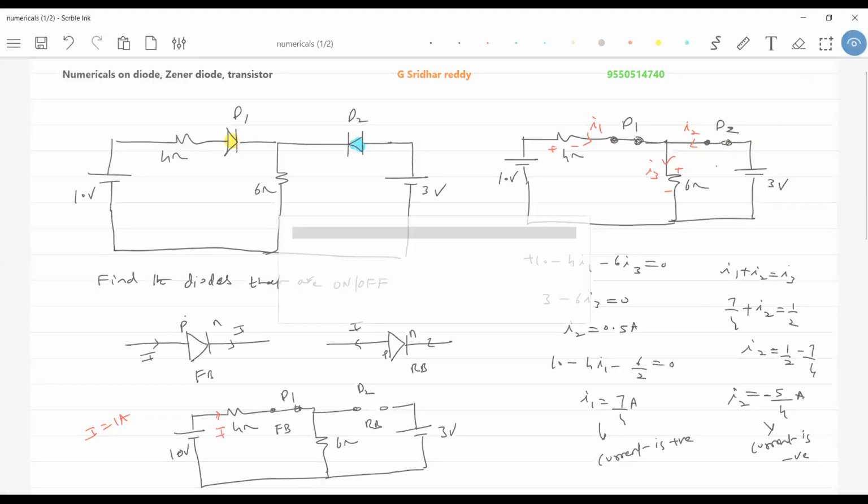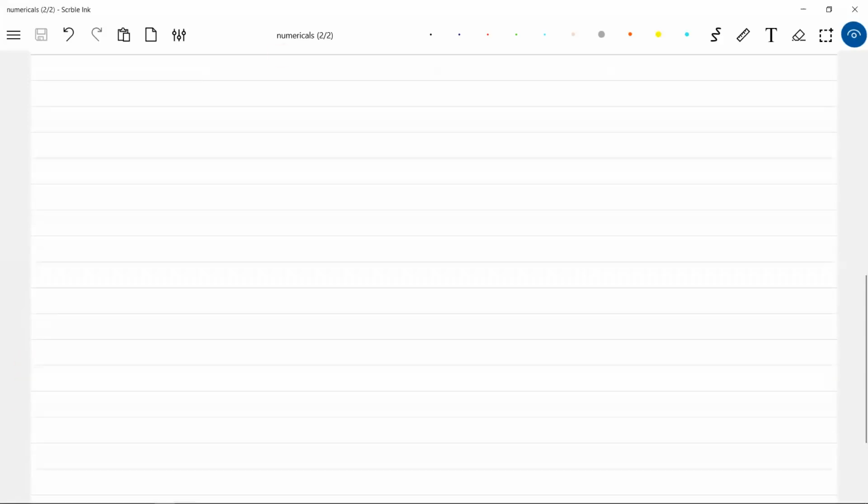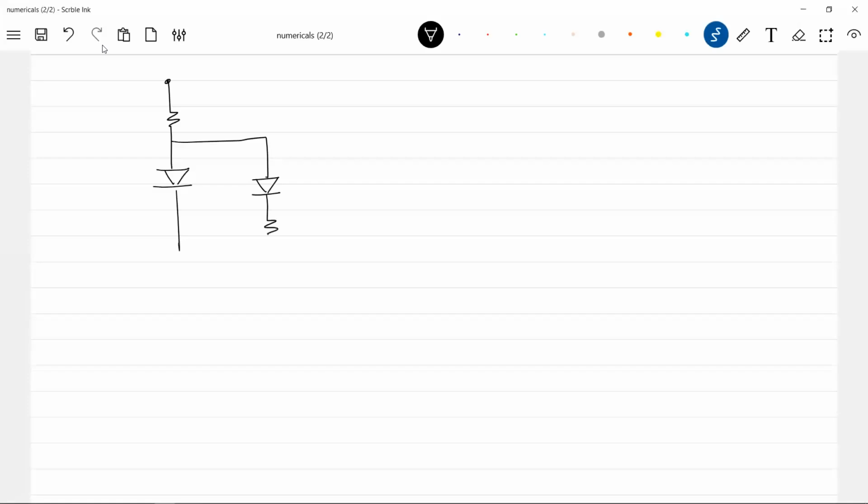I'll take the next condition. Minus 3 volt, 6 ohm, D2, there's D1, there's a 12 ohm, there's a plus 3 volt. Check whether the diodes D1, D2 are forward biased or reverse biased.